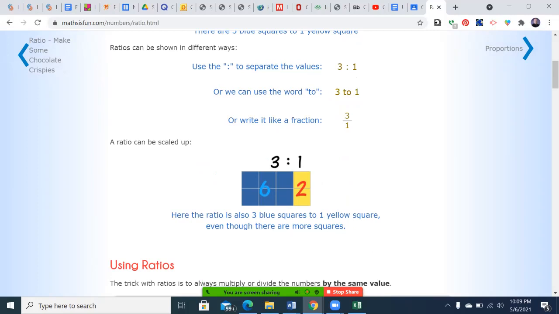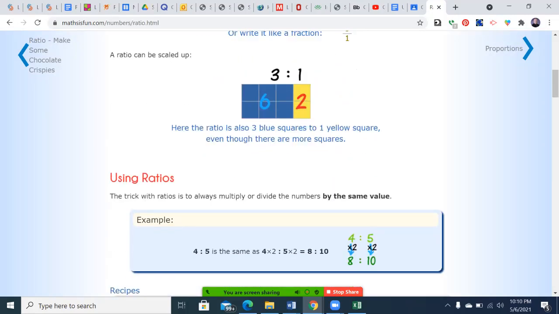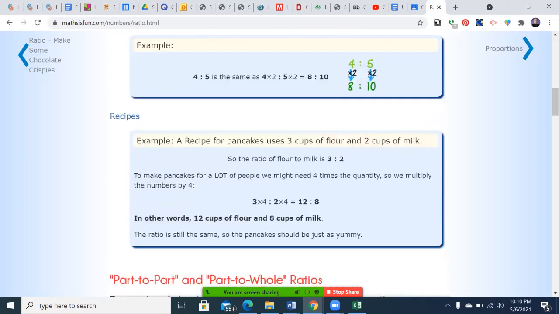When you do that, if you wanted to scale up to 6 and 2, you multiply both sides by the same number. So if I double both, I have 6 and 2. If I triple it, I'd have 9 and 3. If I quadruple it, I'd have 12 and 4. There's always going to be 3 times as many blue as there are yellow. That's kind of what we just talked about there.